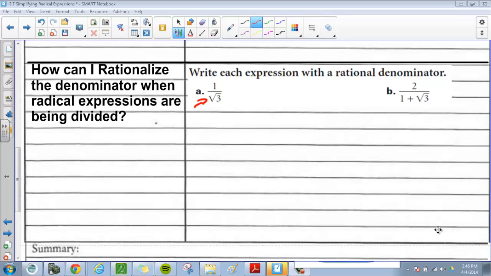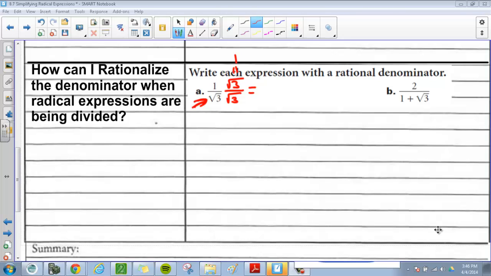And here's how this method works. I'm going to show you how to do it on these two problems right here. What you need to do is multiply this thing by 1, but it's not going to look like 1, it's going to look like something else. We're going to multiply it by the square root of 3 over the square root of 3, which is equal to 1, isn't it? Square root of 3 divided by square root of 3 is 1. So we really haven't changed anything, but it's going to look a little different. And check out what happens.